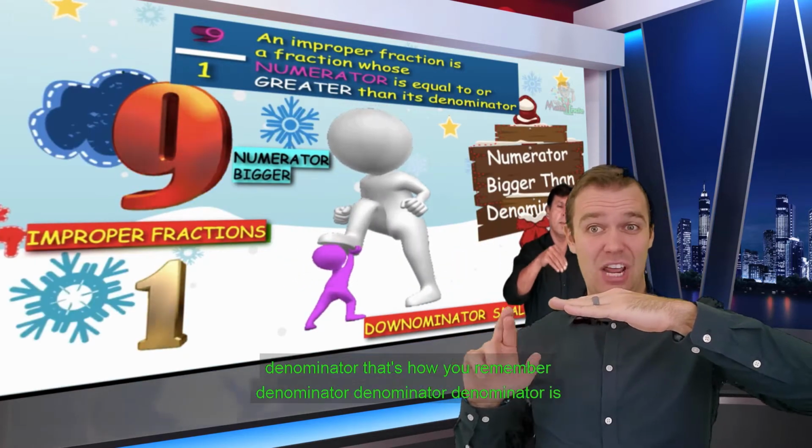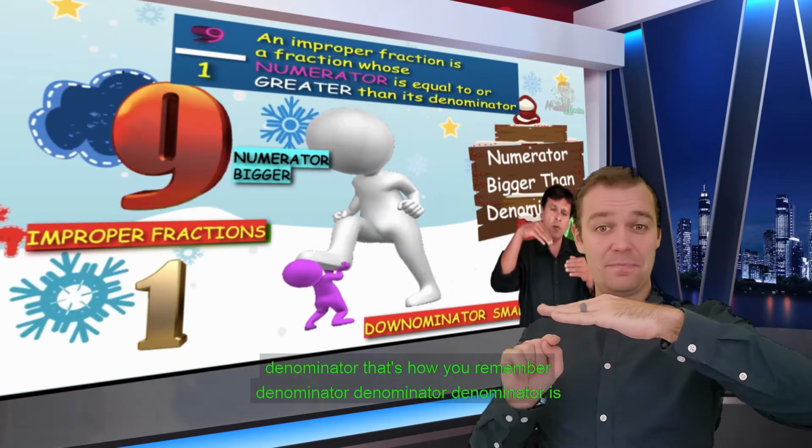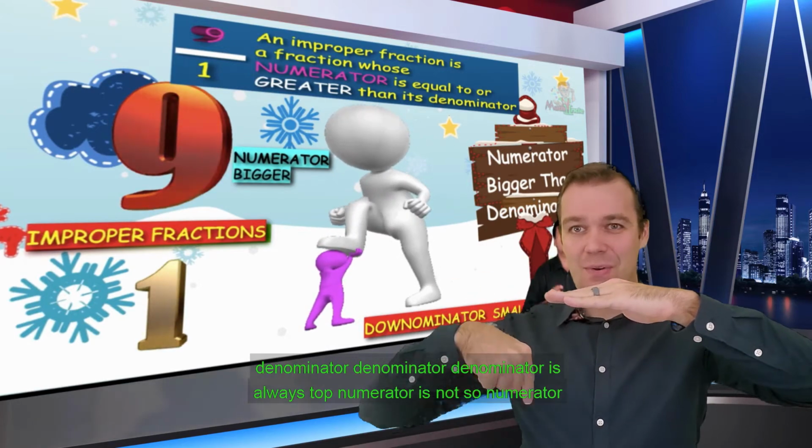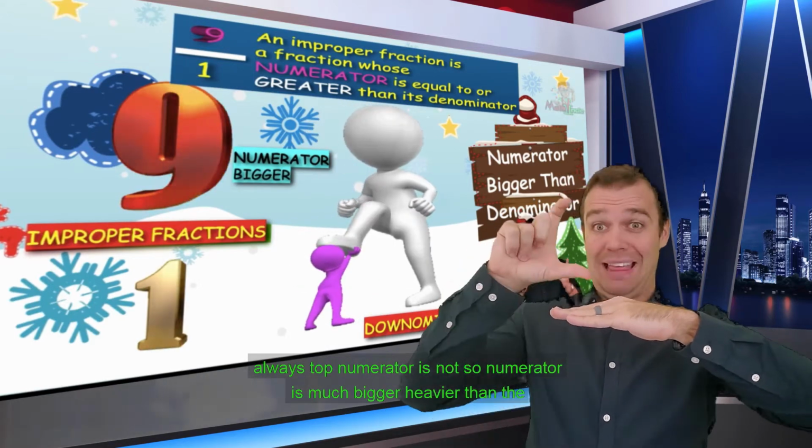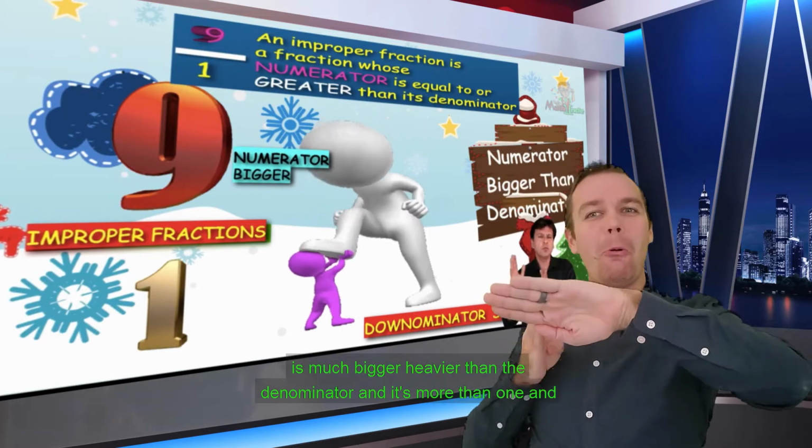That's how you remember it. Denominator is always down, numerator is up. So the numerator is much bigger, heavier than the denominator, and it's more than 1.